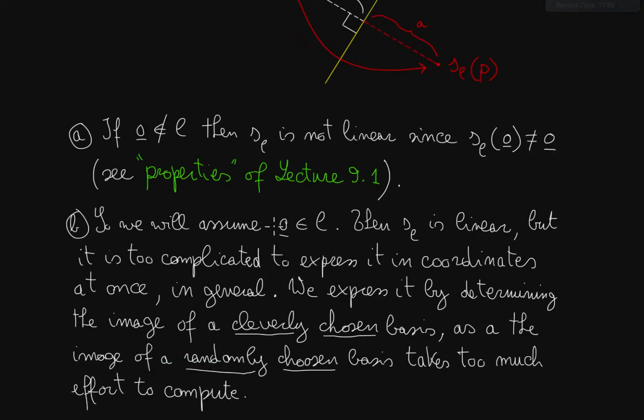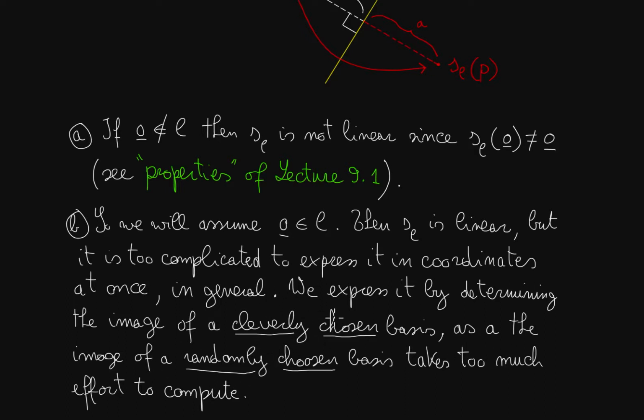So we will have to assume that the zero vector belongs to L, then SL is linear, but it is too complicated to express it in coordinates at once, in general. We will express it by determining the image of a cleverly chosen basis of the domain, since the image of a randomly chosen basis takes too much effort to compute.